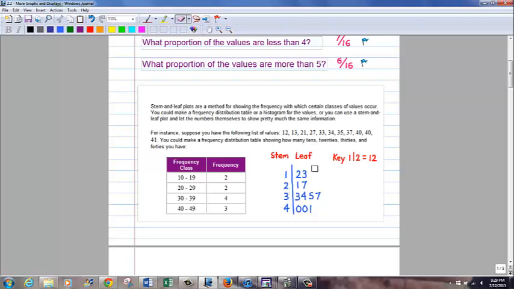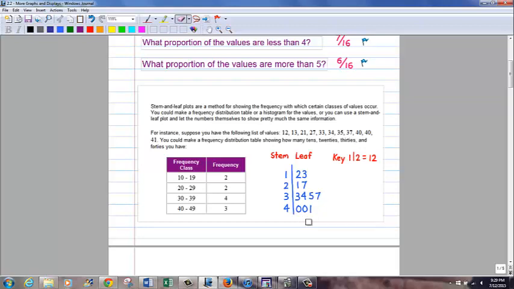3 and 5 is 35. 3 and 7 is 37. Any number that repeats, because it is a data value, doesn't just count once. So the fact that I have two 40s there means I need two zeros to represent both those 40s, and then the 1 for the 41.